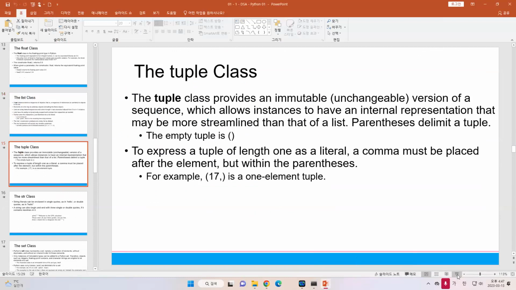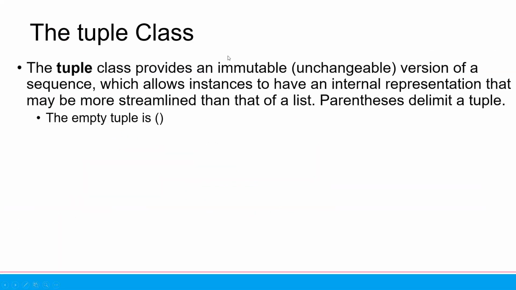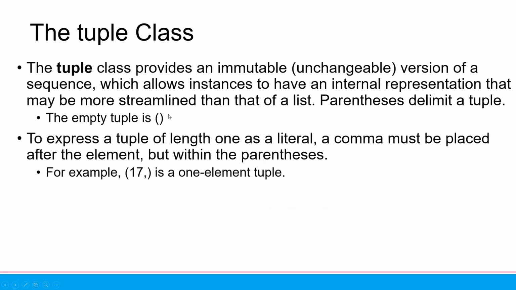Tuple. The tuple class provides an immutable or unchangeable version of a sequence, which allows instances to have an internal representation that may be more streamlined than that of lists. So parentheses delimit a tuple. So the empty tuple is this one. And to express a tuple of length 1 as a literal, a comma must be placed after the element, but within the parentheses. So for example, 17 with a comma is a 1-element tuple.